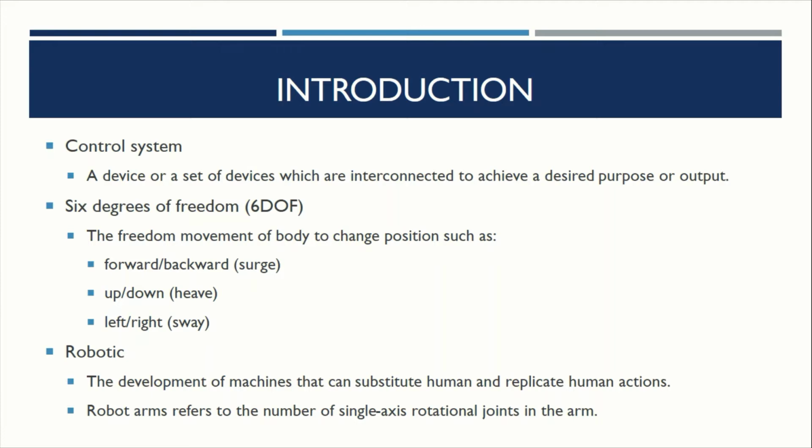What does 6DOF relate to in robotics? Well, robotics is the development of machines that can substitute for humans and replicate human actions. For example, robot arms refer to the number of single-axis rotational joints in the arm. This relates to 6DOF as a robot arm can move forward or backward, up or down, and left or right.